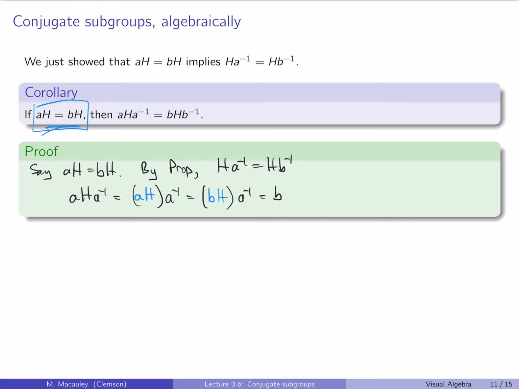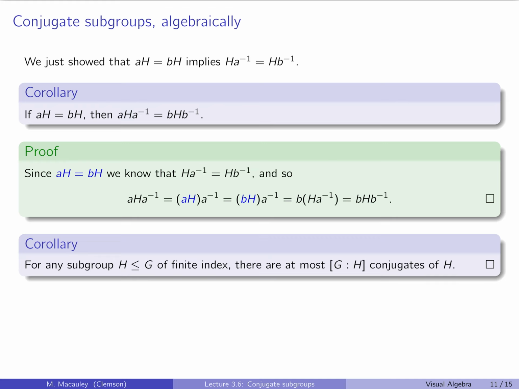I can change the parentheses and write this as H A inverse. And I can write this as B H B inverse, again by this equality. And that's exactly what I want, B H B inverse. And that's it. We got to the bottom of the hill by just pointing downhill and following our nose.